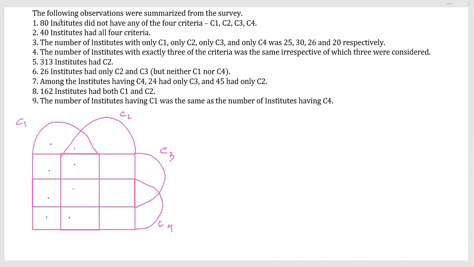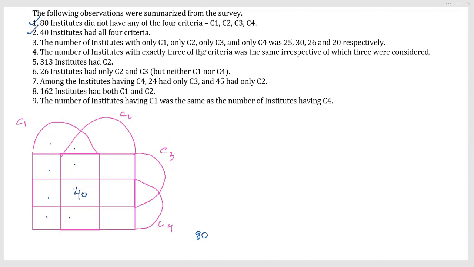Now, what it has mentioned: 80 institutes did not have any of the four criteria. That means 80 will be outside. So this is our first point. 40 institutes had all four criteria, so 40 need to be exactly in between.